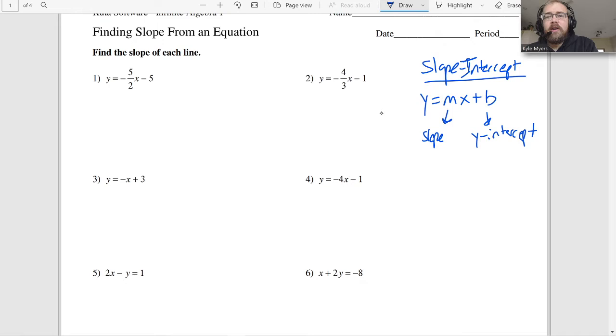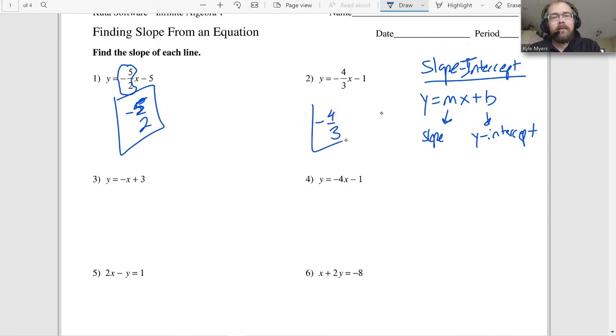So for number 1, the slope is just this thing right here, negative 5 halves. Negative 5 halves, that's the answer. Okay, it's just the number that's being multiplied by the x. For number 2, negative 4/3.